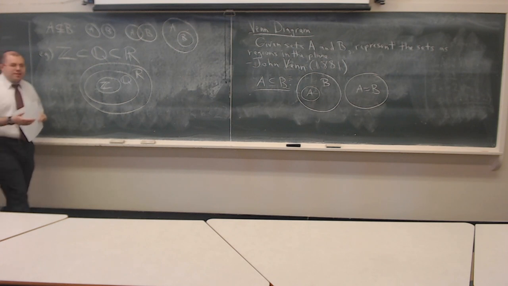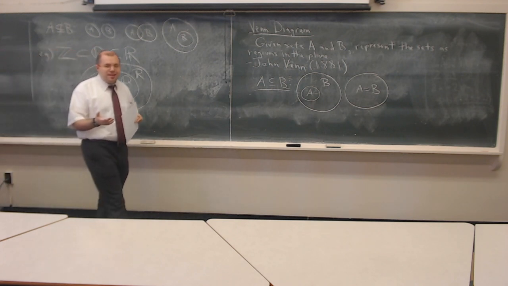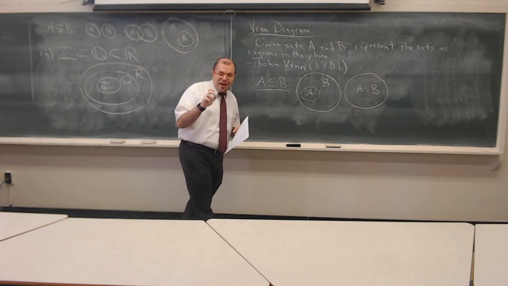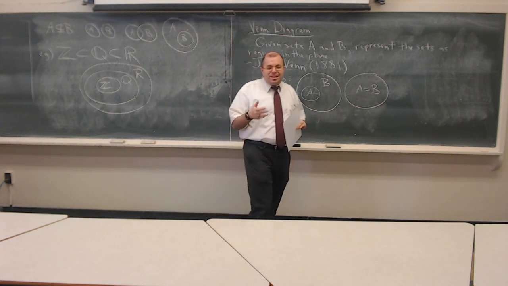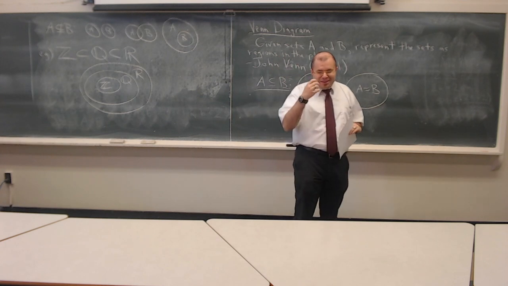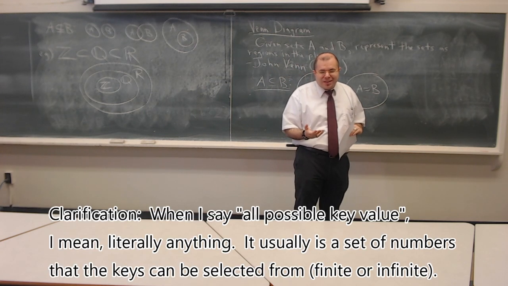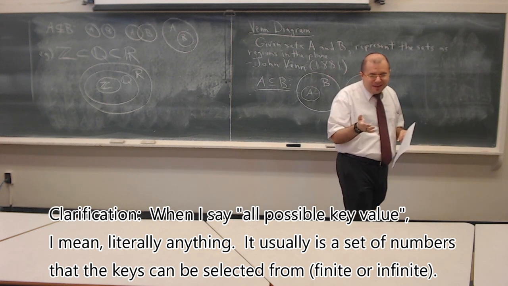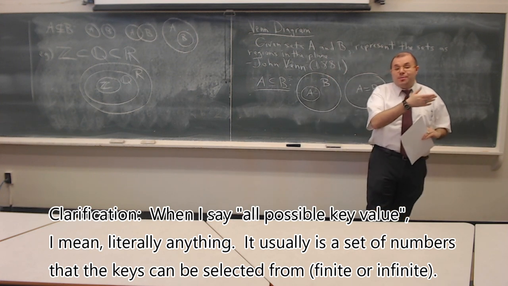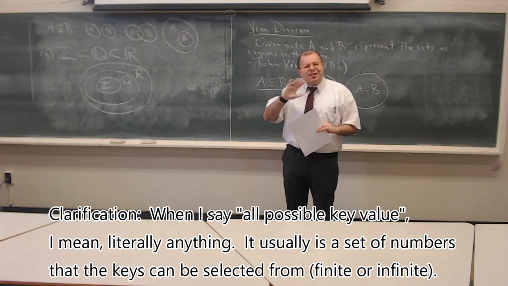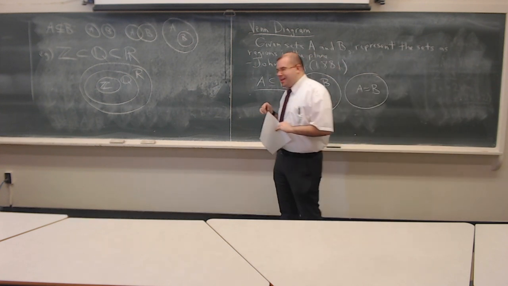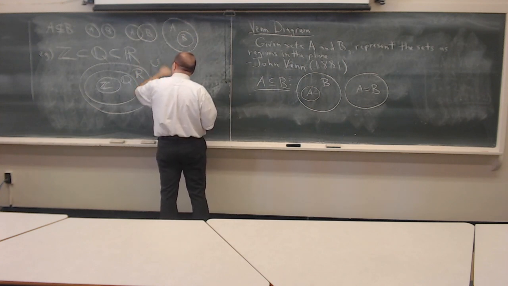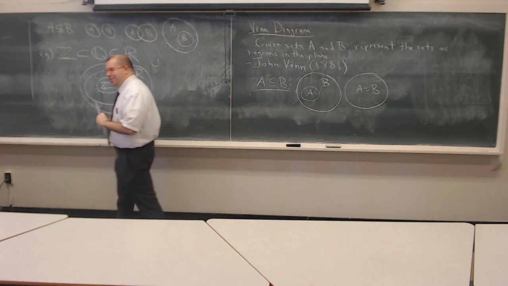For example, if I had a data structure representing a whole set of possible keys that a set of objects might have, the universe literally isn't every possible key value. It is usually the set of keys that I'm allowed to use. That is a whole other point. The point I'm getting at is that there is a set sitting out here that we colloquially call U, called the universe.